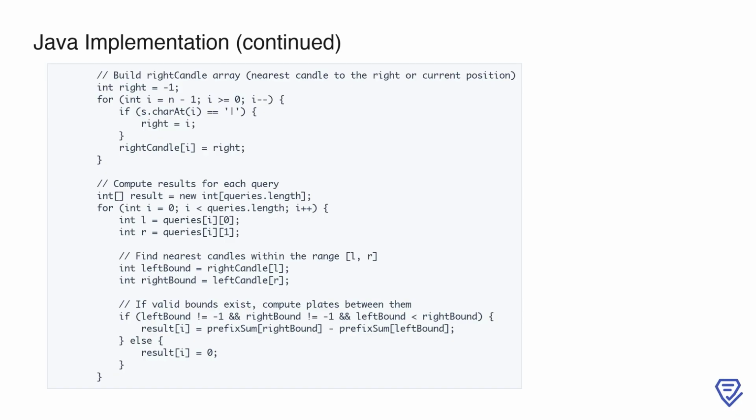For each query, we extract the left and right bounds from the queries array and locate the nearest candles within this range using right candle for the left bound and left candle for the right bound. If valid bounds exist, meaning both candles are found and the left bound is less than the right bound, the number of plates between these candles is calculated using the prefix sum array. Specifically, the difference in cumulative plates between the right and left candle positions gives the desired result. If the bounds are not valid, the result for that query is simply set to 0.